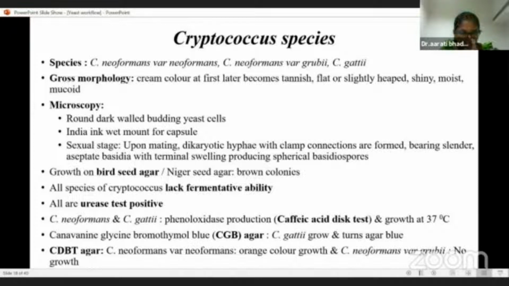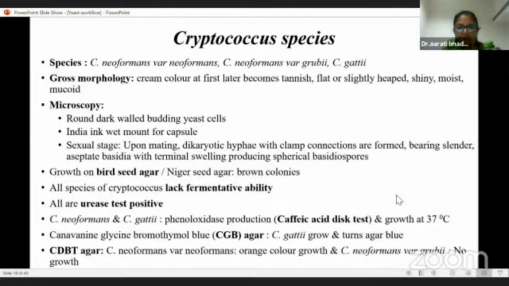So it will be positive for only these two, Cryptococcus neoformans and gattii, and growth at 37 degrees will be given by only these two species. Other species of Cryptococcus won't grow at 37 degrees Celsius. So this test will differentiate whether it is neoformans and gattii.